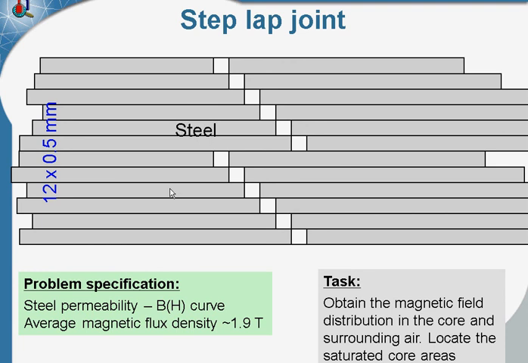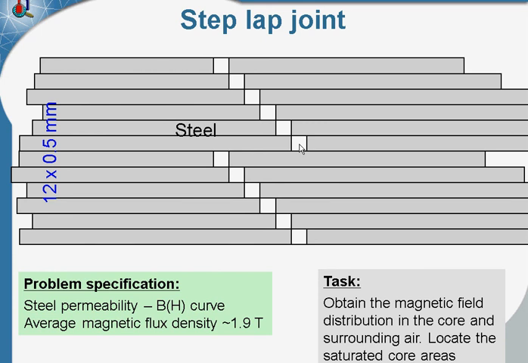Here you can see a piece of the core. There are 12 sheets with a sheet thickness of 0.5 millimeters. And here you can see the air gaps. In the step lap joint, the gaps are distributed to reduce the magnetic flux fringing.